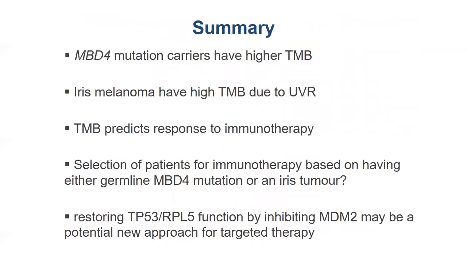So to summarize, we find that NBD4 mutation carriers have a high tumor mutation burden. Iris melanomas also have a high tumor mutation burden, but this is due to ultraviolet radiation exposure. High TMB predicts response to immunotherapy. And so selection of patients for immunotherapy based on having either germline NBD4 mutation or an iris tumor might be a good way of stratifying patients for clinical trials or immunotherapy agents.